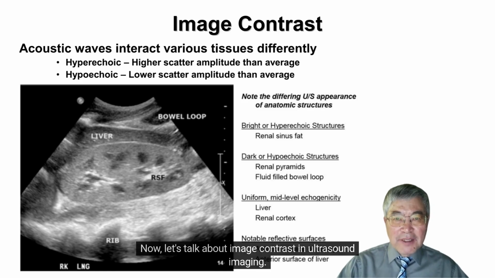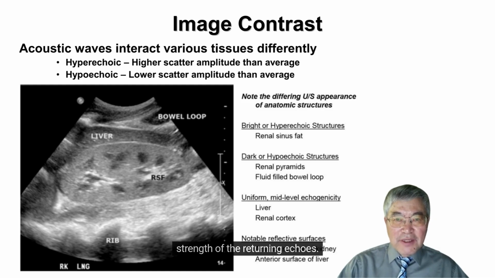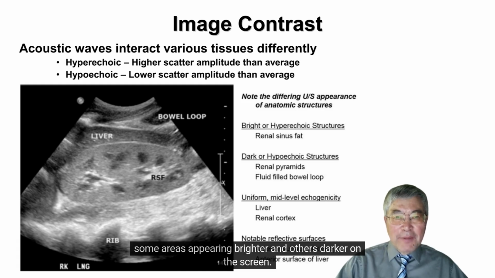Now, let's talk about image contrast in ultrasound imaging. The term contrast here simply refers to how different tissues appear relative to one another based on the strength of the returning echoes. In ultrasound, acoustic waves interact with different tissues in different ways, and that's why we see some areas appearing brighter and others darker on the screen.